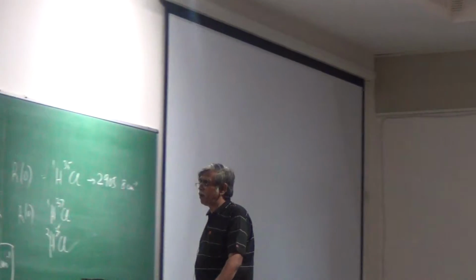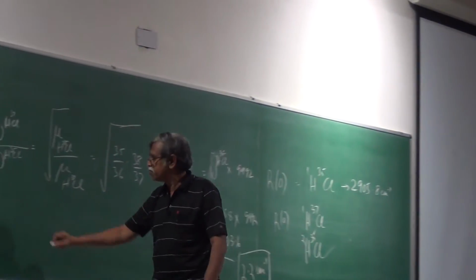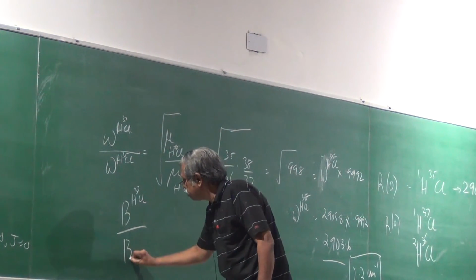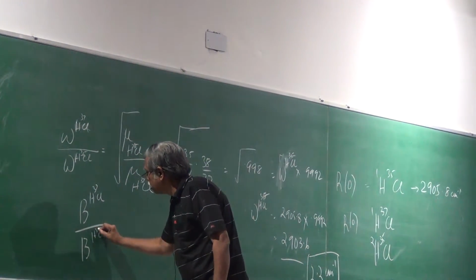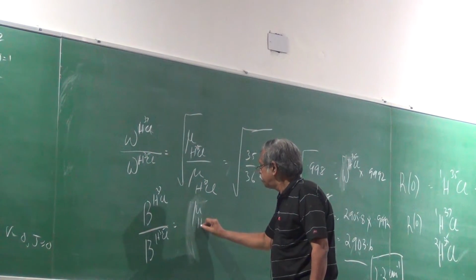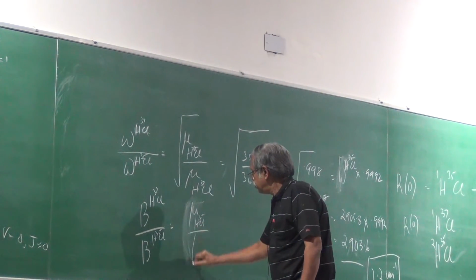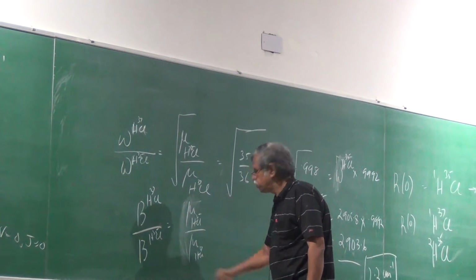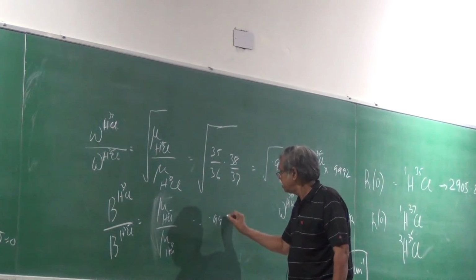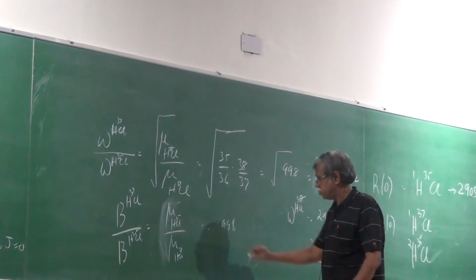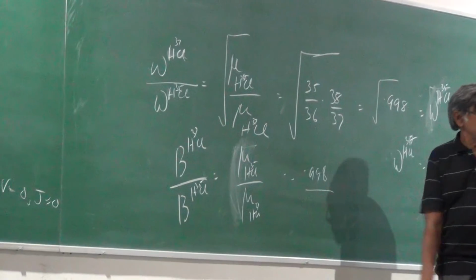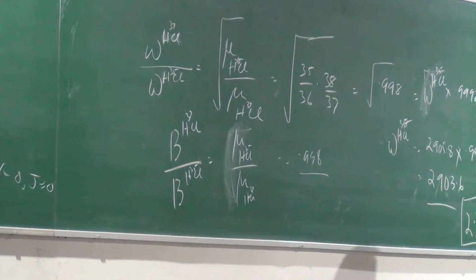So all you have to do is to go back and do it, but then what is B of HCl 37 divided by B of HCl 35 going to be? Simply the square root of mu HCl 35 by mu HCl 37. That's it. And what is that? You already know that. It's 0.998. So the two B's therefore differ by this much. So what is the difference in the two B's?